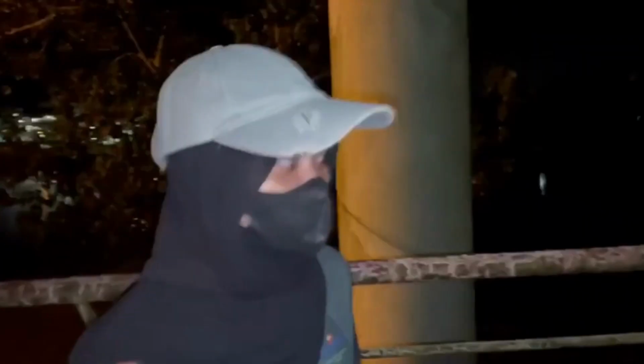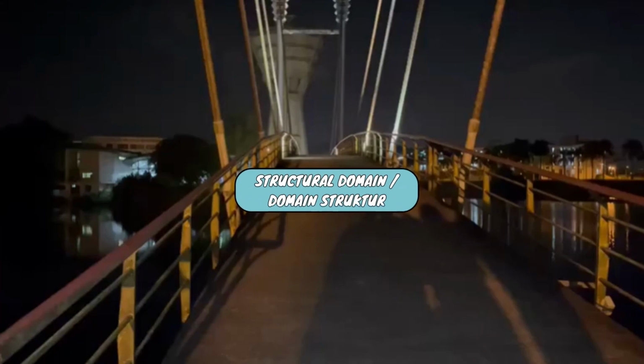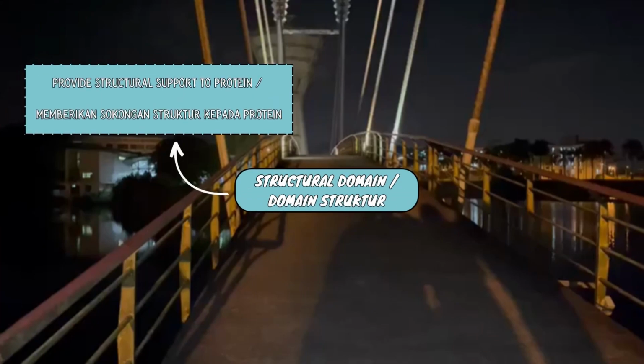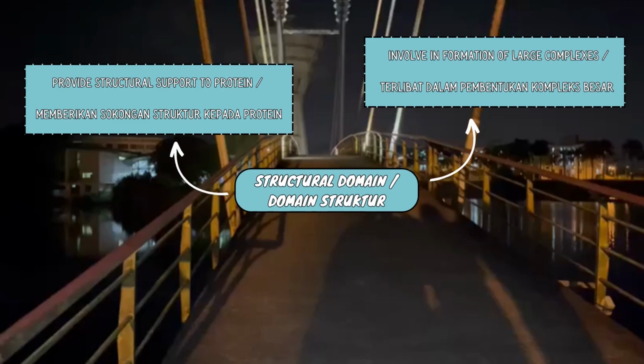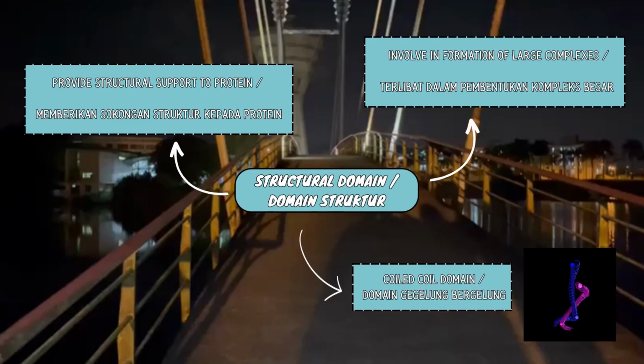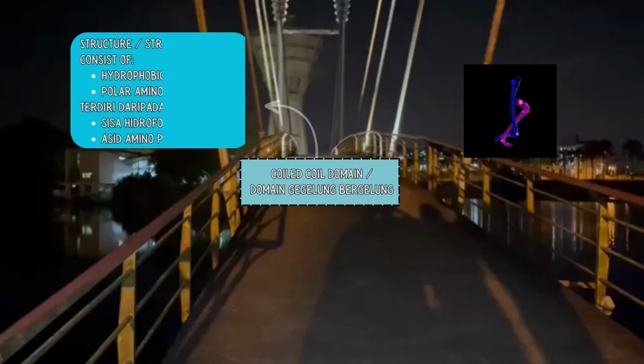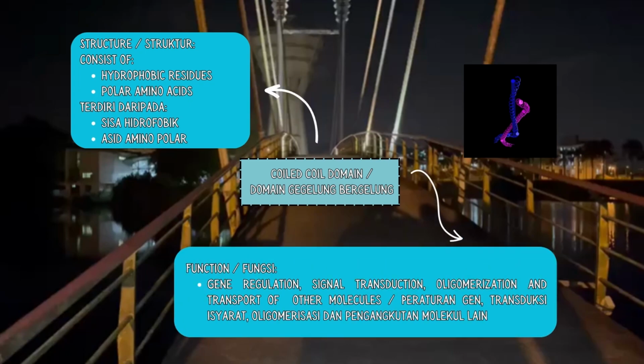I didn't expect to see the structural domain dating at Jambatan Cinta. Structural domain. It functions in providing structural support to protein and also involved in the formation of large complexes. One of the examples of this domain is the coil-coil domain. This domain has the structure of hydrophobic residue and polar amino acid. It functions in gene regulation, signal transduction, oligomerization, and transport of other molecules.